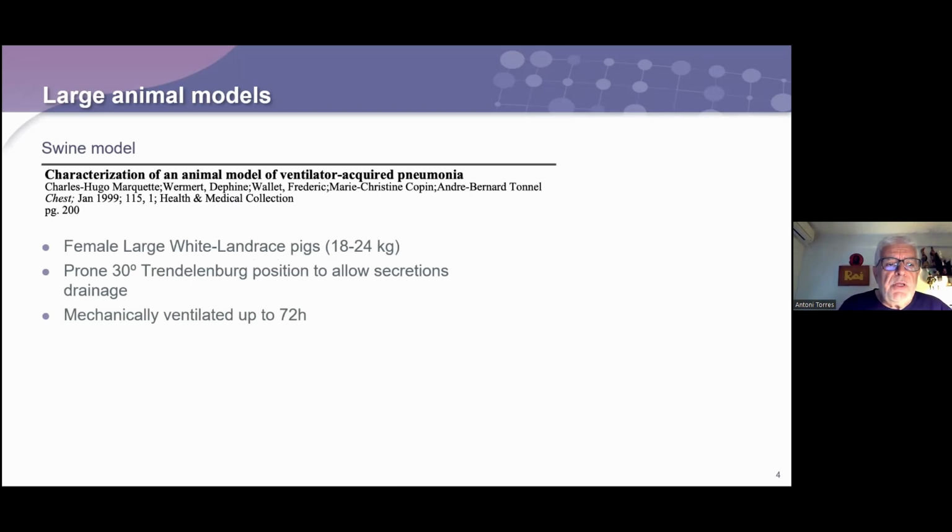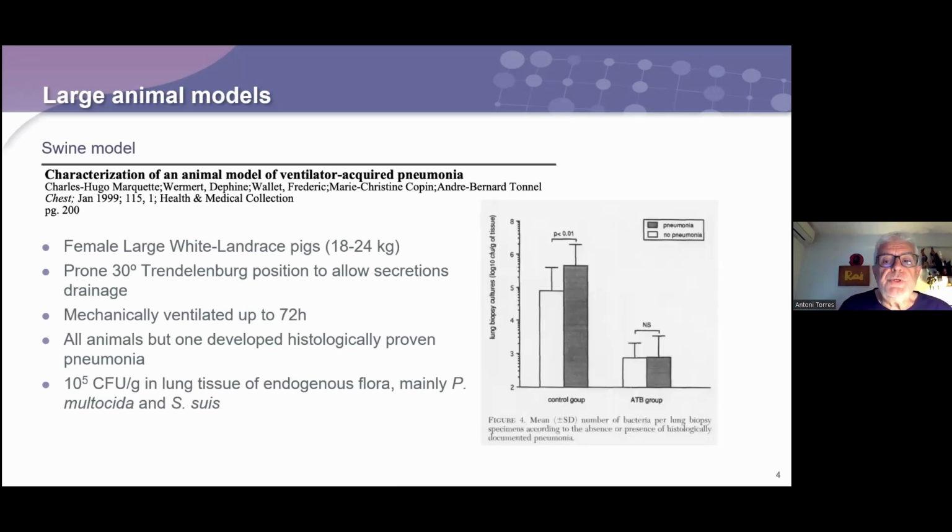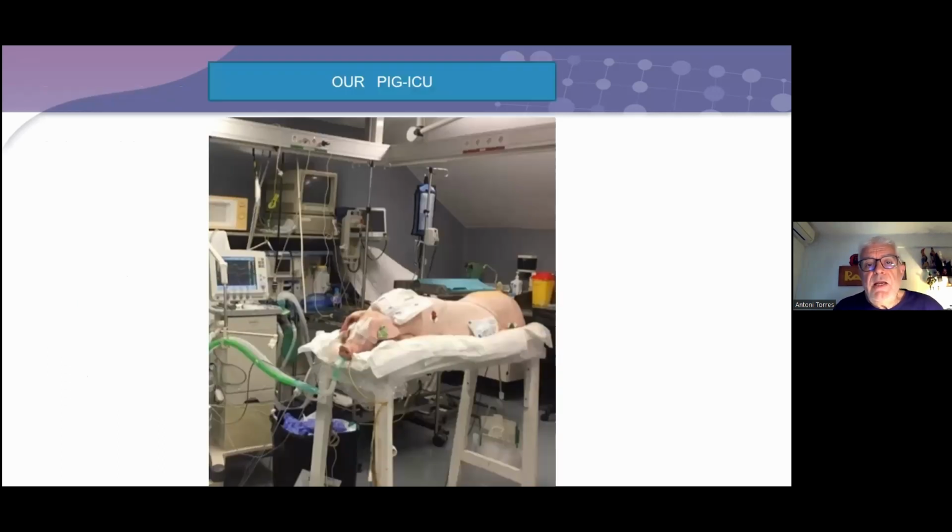And the first to use swine was Charles Marquet in Lille, who characterized an animal model of ventilator-acquired pneumonia, with the animals placed in a position to allow secretions drainage, and all these animals developed histologically proven pneumonia, caused by the endogenous flora of these animals, mainly Pasteurella multocida and Streptococcus suis. And then we learned that model. We went to Argentina with Carlos Luna. This is our ICU pig.